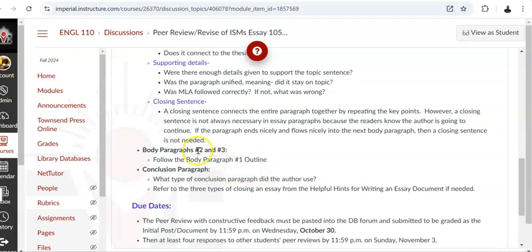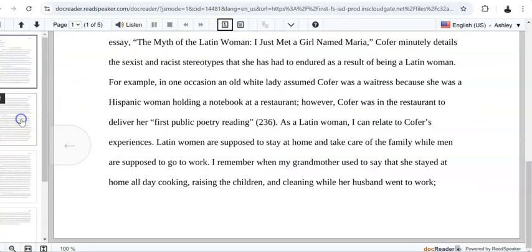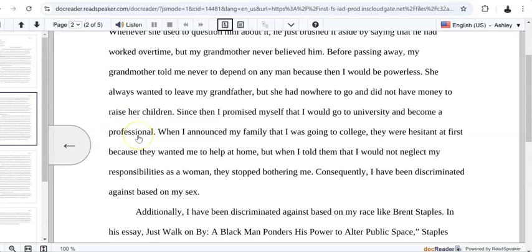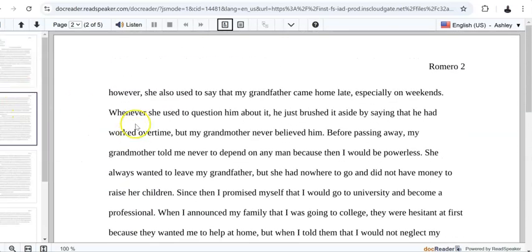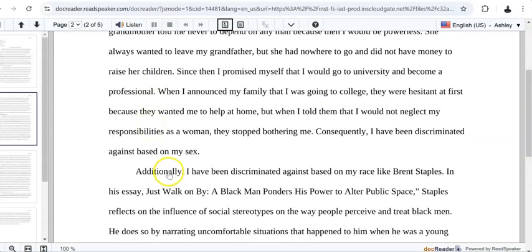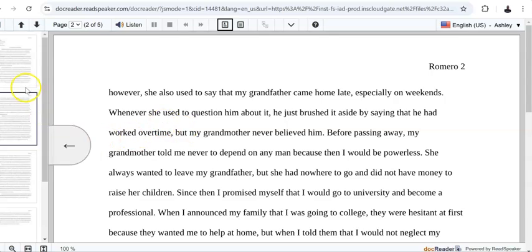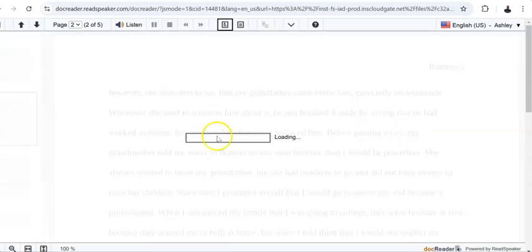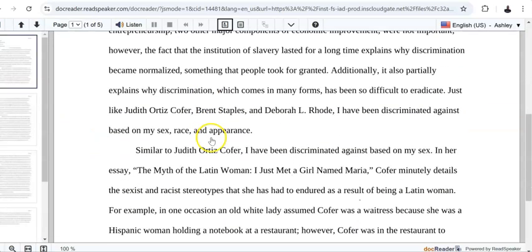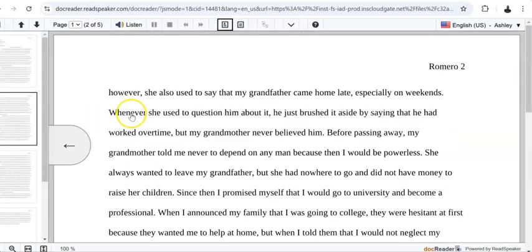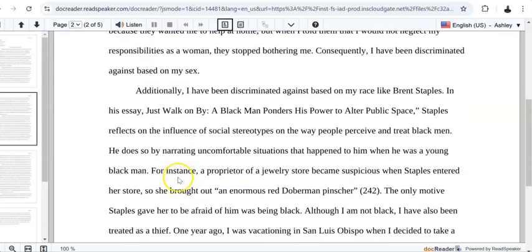And then for body paragraph 2 and 3, let's go back. Let me come over here. Let it load. All right, so this is, oh, it skipped. But let's say this is body paragraph 2. Well, I think this is body paragraph. Oh, I wish it wouldn't do that. Sorry, guys, hold on. So this is body paragraph 1, which continues to the next page. Good. Then here's body paragraph 2.